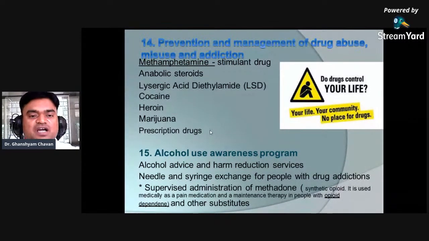Fifth is alcohol use awareness programs, alcohol advice and harm reduction services. This society is also badly affected with this alcohol addiction. Lots of people have already lost their life, and lots of people have developed various critical conditions, critical diseases like cancer, due to the regular or chronic uptake of alcohol.